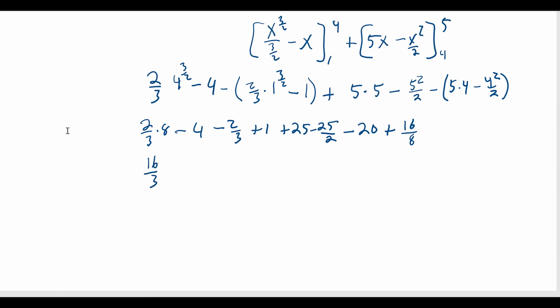16/3, and let's look at our constants. We have minus 4, plus 1 is minus 3, and then minus 3 plus 25 is plus 22, 22 minus 20 is 2, so we have a plus 2, and then I have this minus 2/3 here. Oh, maybe I should have done that. 16 minus 2/3, that would have been 14/3. So we have our 14 thirds.